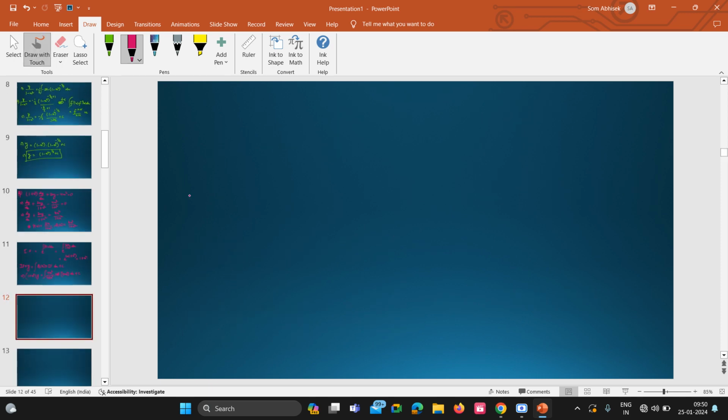So y into 1 plus x square is equal to the integration of 4x square dx plus c. So y into 1 plus x square is equal to 4x cube by 3 plus c. Okay, that's the answer. That's the solution.